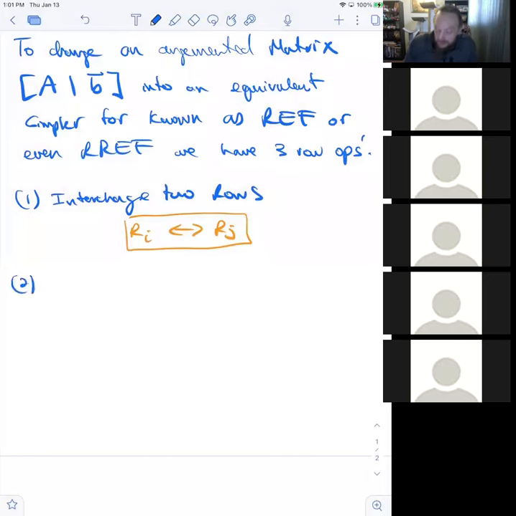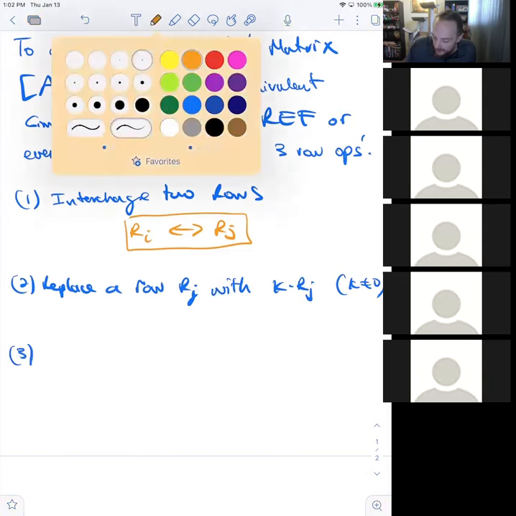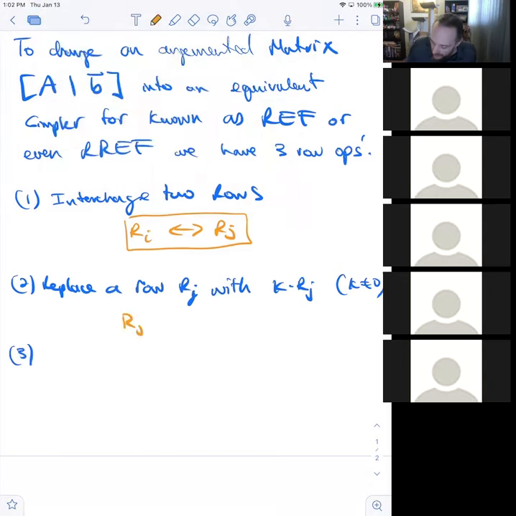And then 2, you can replace a row with a multiple of that row. RJ with K times RJ for any non-zero multiple. And then 3 is the weird one. What does this look like? Row J will go to K times row J.